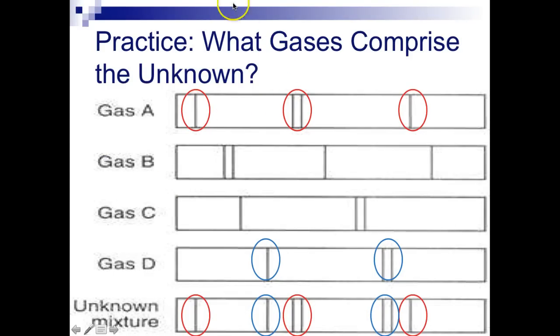So for example, what gas comprises the unknown A? Unknown A has these specific wavelengths, and as you can see, gas A has a single line, a double line, and a single thicker line, and so does our unknown mixture. So we can say for sure that gas A is in our unknown mixture. Gas D has this single line at this wavelength and these double lines at this wavelength. So again, gas D is also in our unknown mixture. It's kind of like you're just matching it up.